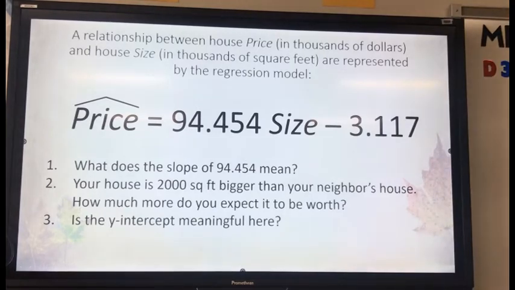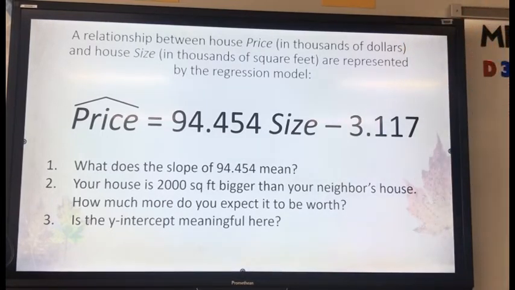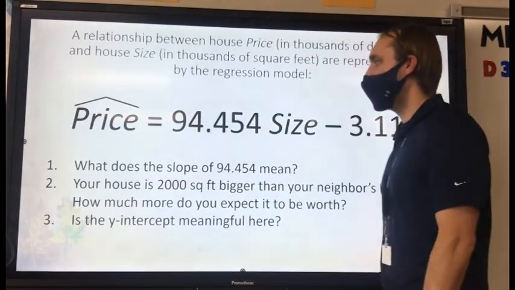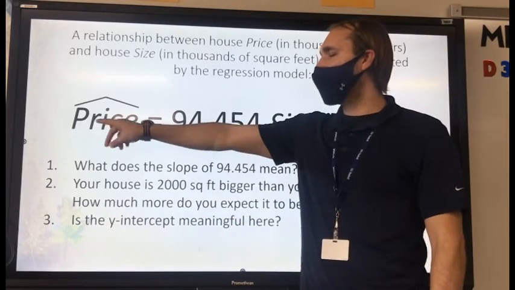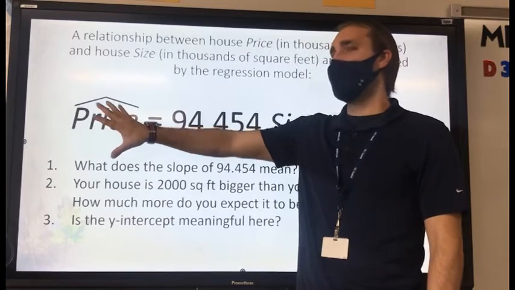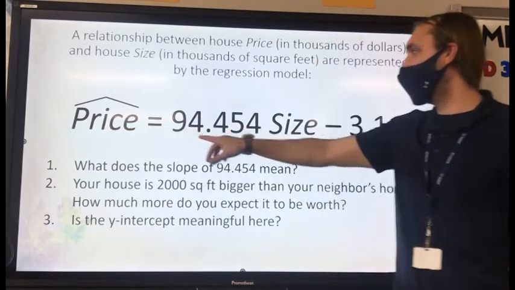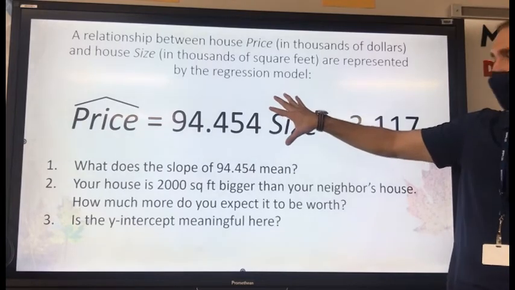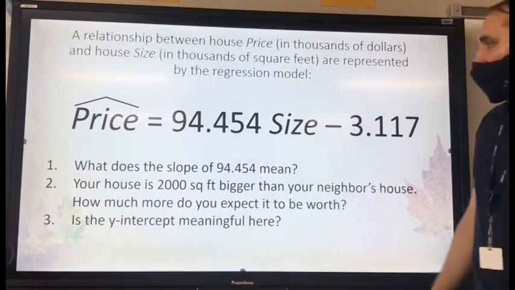Let's look at some examples. A relationship between the house price in thousands of dollars and house size in thousands of square feet is represented by the regression model here. Again, we're talking about a regression model because we've seen this kind of symbol there. And note that we don't use letters as variables, we use the actual quantitative variables. So you'll see price equals 94.454 size, so instead of an x, you actually see the variable size, minus 3.117.